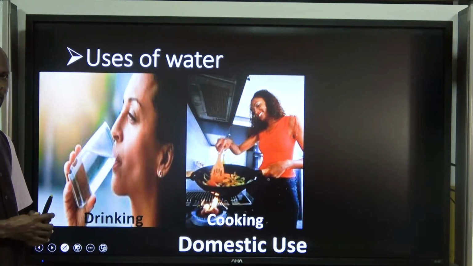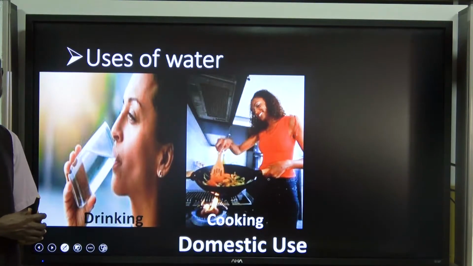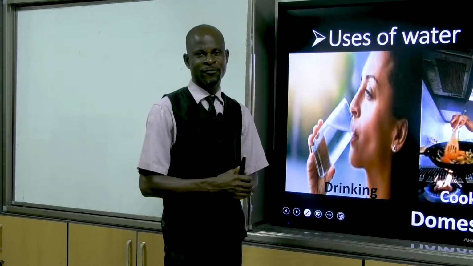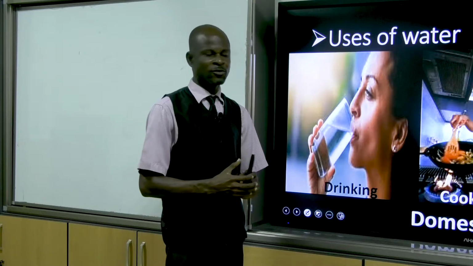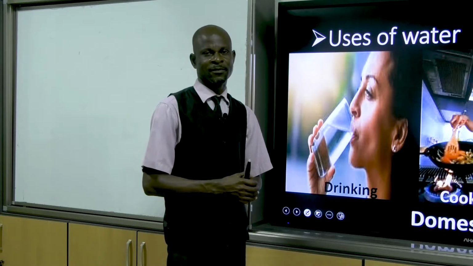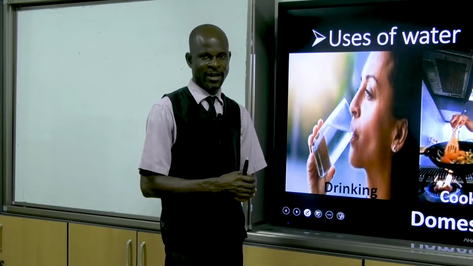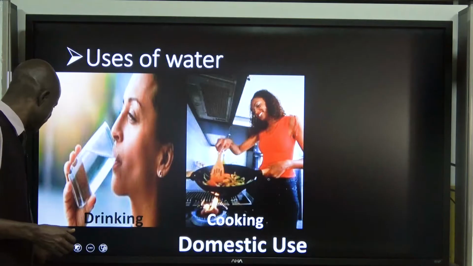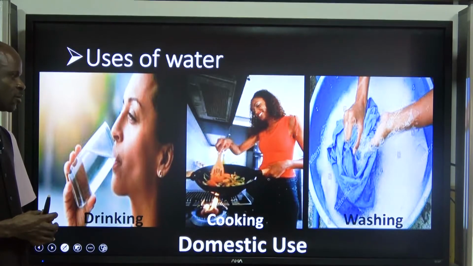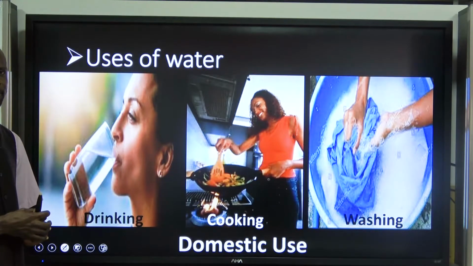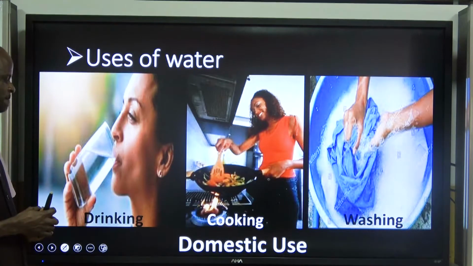Water is used for cooking. Cooking in the kitchen, whether it's daddy that is cooking or mommy. You may want to ask me, what if I want to fry plantain? You need water to wash your plantain before you fry. You use water to wash your frying pan or pot, as the case may be, before you do the frying. So water is used for cooking. Water is also used for washing in the house. Domestic use of water is what we are talking about.